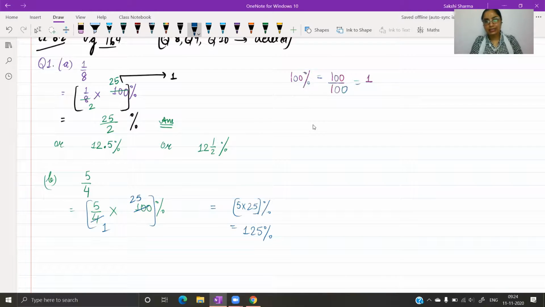Yes, Sahaj, answer is right. Bhavya, it's correct. Shivam, you need to see whether you have written wrong or you've calculated wrong. Please check.